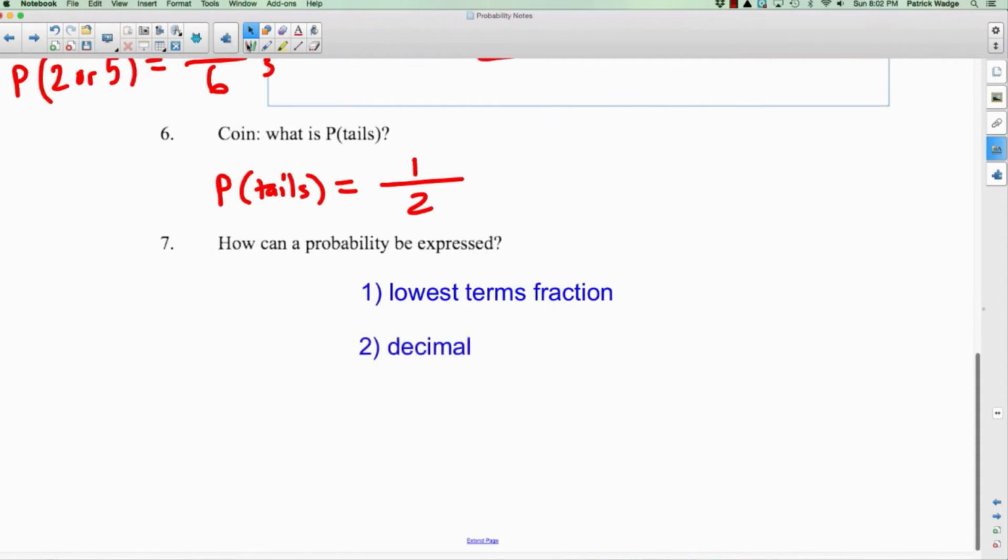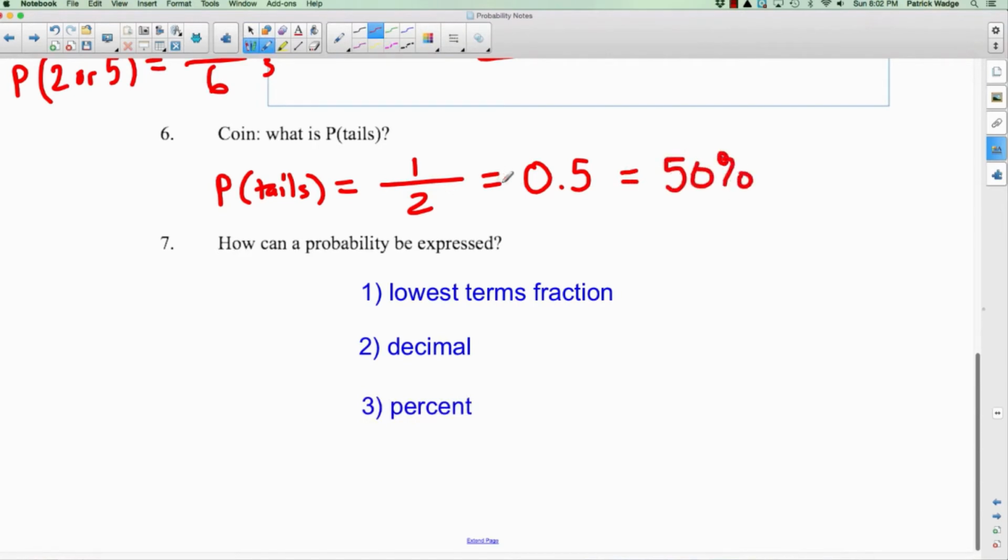So for example, with this coin question I just did here, instead of writing 1 over 2, what's 1/2 as a decimal? It's 0.5. So you could also say the probability of getting tails is 0.5. What's the third way you could give a probability? This is probably the least common, maybe. The third way you can do is you can give a percent. So 1/2 is equal to what as a percent? 50%. All 3 of these answers mean the same thing. Probability of getting tails is 1 over 2, which is equal to 0.5, which is equal to 50%.